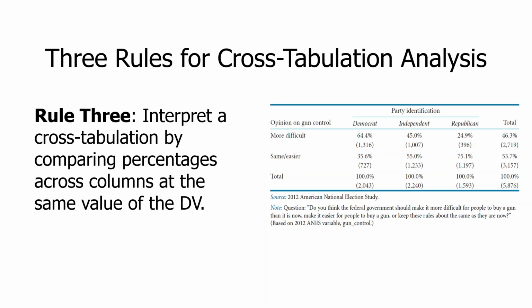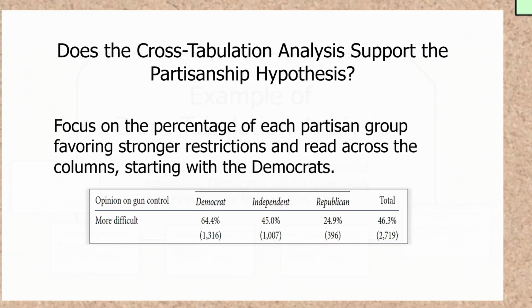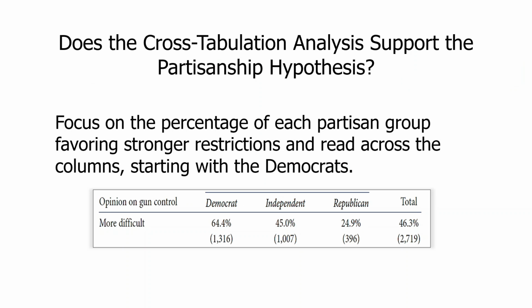Interpreting the crosstab, focus on the percentage of partisan groups favoring stronger restrictions. So we'll look at that category of the dependent. Democrats are most in favor, 64.4% of them. Independents show weaker support, 45%. And Republicans are the least likely to favor. So it would appear that the hypothesis is supported by the analysis. Each time we change the independent variable from Democrat to independent to Republican, the distribution of the dependent variable changes in the hypothesized way.